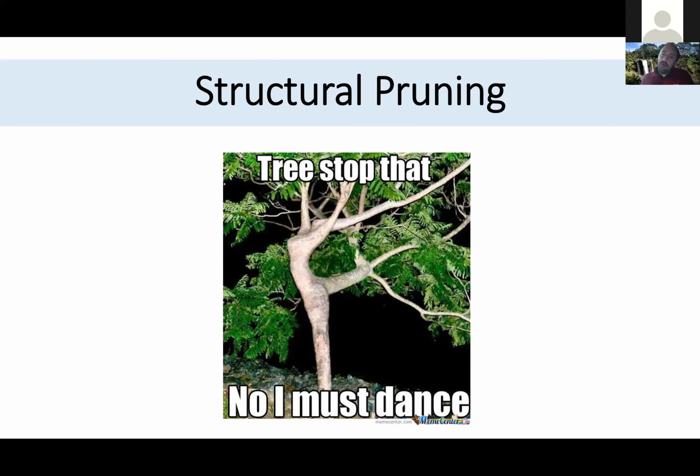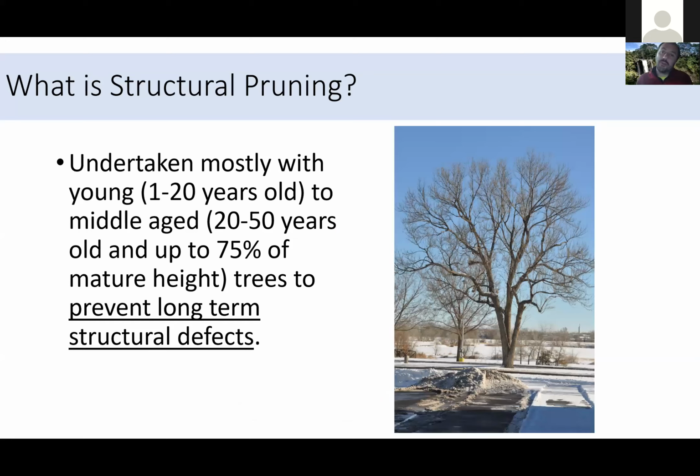Before we can talk about how we execute structural pruning, I think we need to define what we're talking about. So structural pruning is pruning that is undertaken with young trees. And these ages are just from a textbook on pruning. In Colorado, this all gets skewed because our trees grow so slowly here compared to other parts of the country. But young trees, by textbook definition, are 1 to 20 years old, and occasionally middle-aged trees, which are trees that are 20 to 50 years old on average.